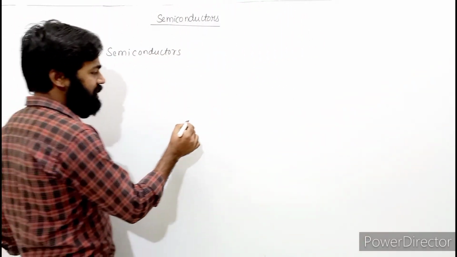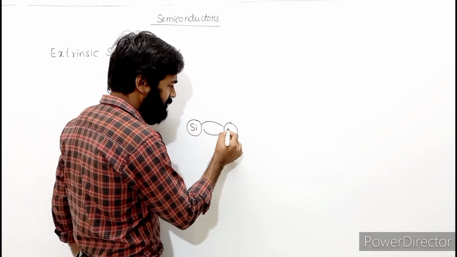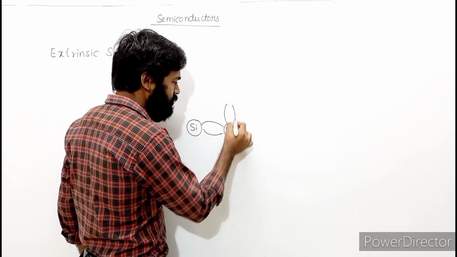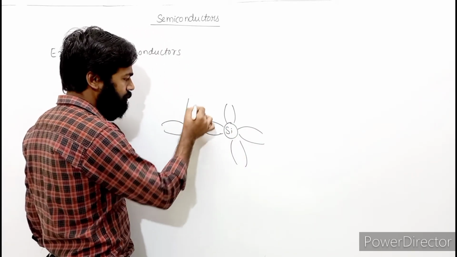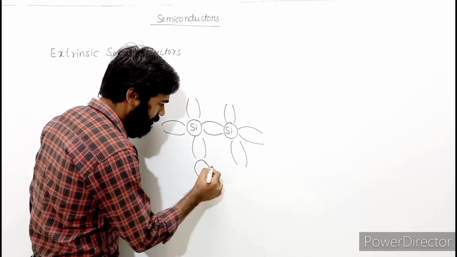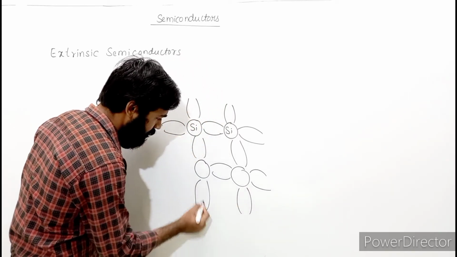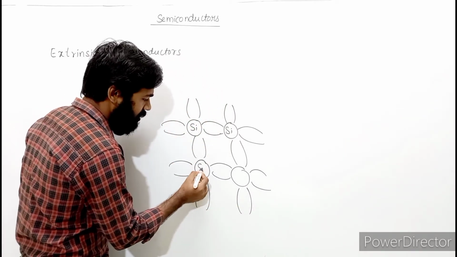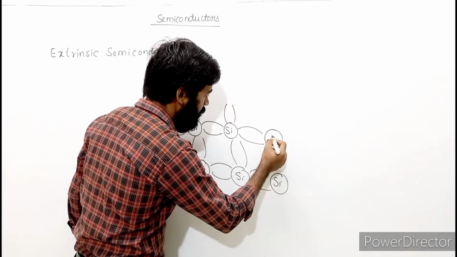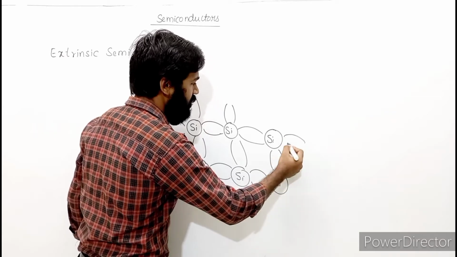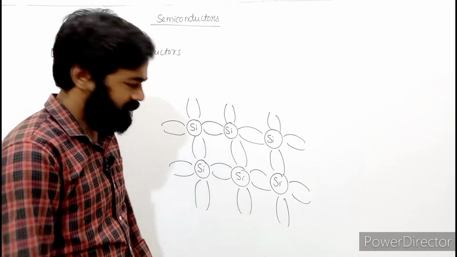Now initially we had what? We had the silicon structure in solid state like this, right? They used to form what? Covalent bonds with the neighboring atoms, right? Now let's draw the structure. Okay, so this is silicon, now this is silicon, right? Now this is silicon, this is silicon. I am drawing the structure here. Okay, so this was pure silicon.